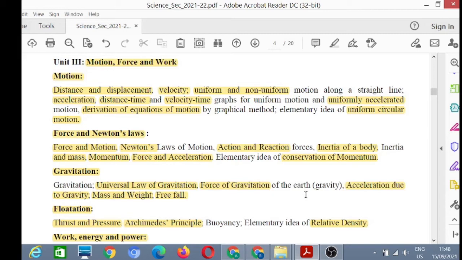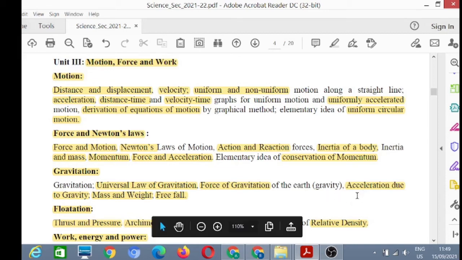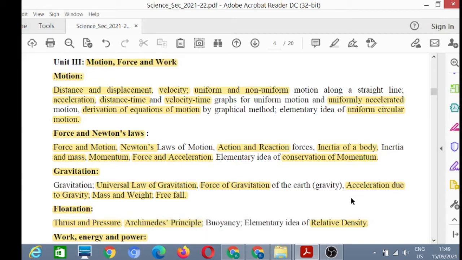On the moon we have 1/6 of the gravitational force as compared to earth. So if we jump on the moon, we will jump 6 times the height as compared to earth. So acceleration due to gravity: small g is 9.81 meter per second square. This is the acceleration due to gravity on earth.